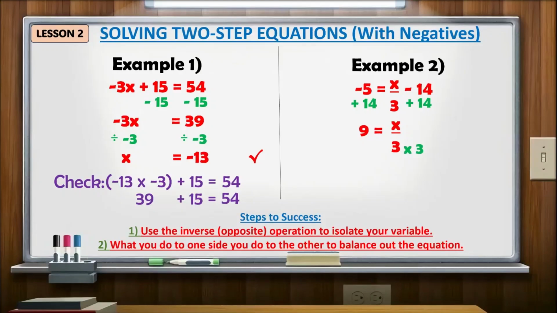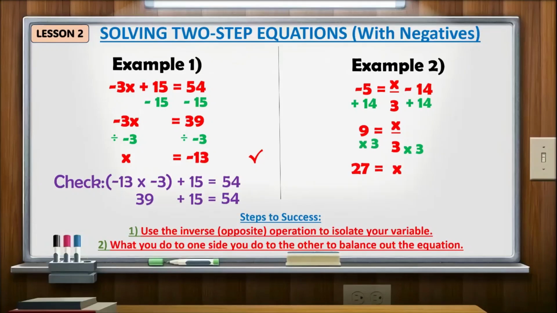So once again, to balance out the equation, whatever you do to one side, you have to do to the other. So I will also multiply 9 by 3. So 9 times 3 is equal to 27, which is then equal to x over 3 multiplied by 3, which leaves x on its own. So from my working, x is equal to 27.